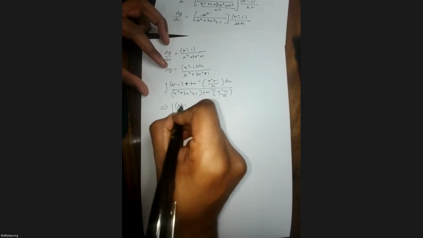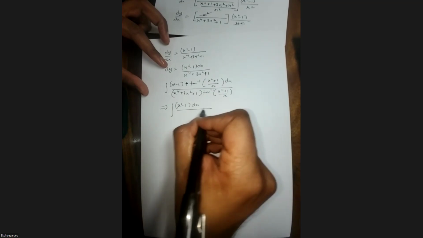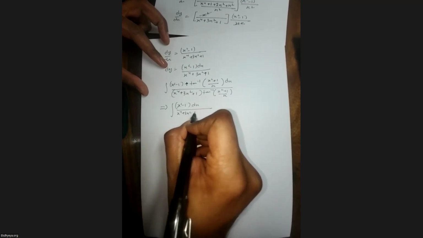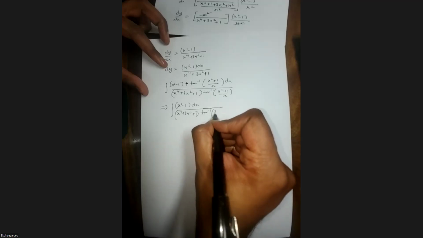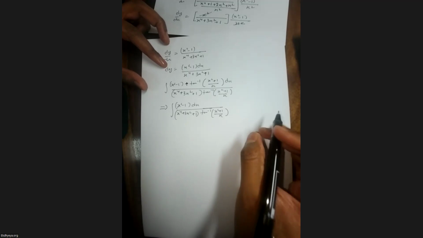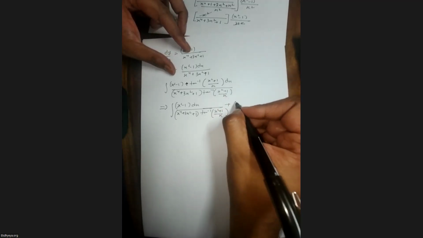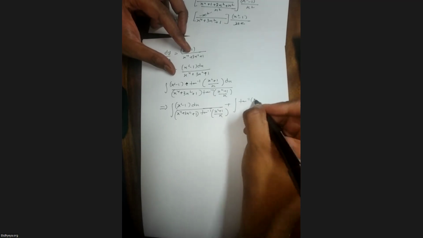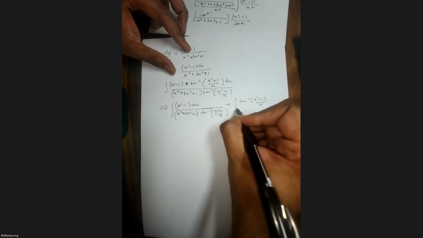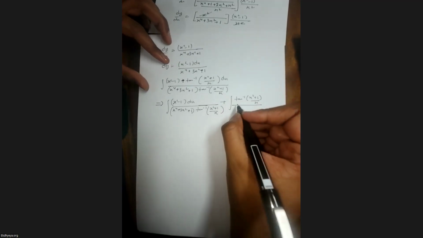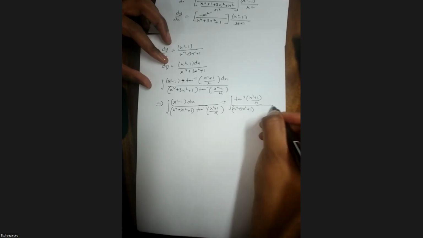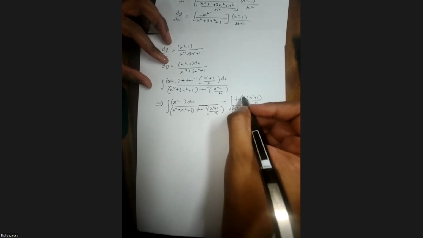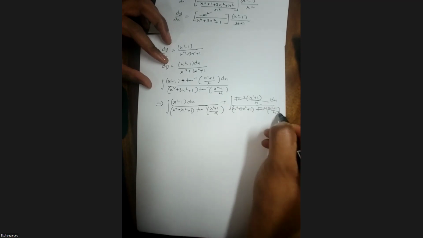One is (x² minus 1) dx upon (x⁴ plus 3x² plus 1) tan inverse of (x² plus 1)/x, right? And then the second term would become tan inverse of (x² plus 1)/x upon (x⁴ plus 3x² plus 1) and then tan inverse of (x² plus 1)/x. If you see these two, and then there is a dx here, these two terms would get cancelled out.